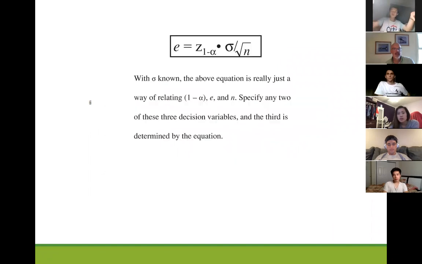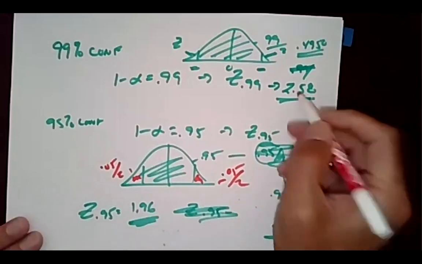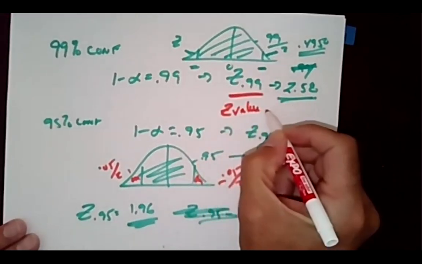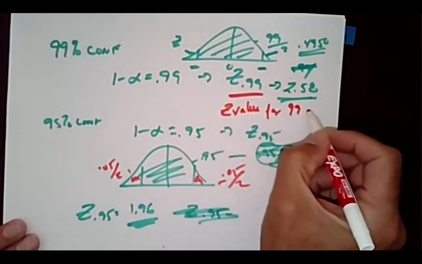Professor, can I ask a question? Surely. Back to what you were showing us writing on the paper. So what is the value 2.58? What does that mean? 2.58 is the Z value for 99% confident.